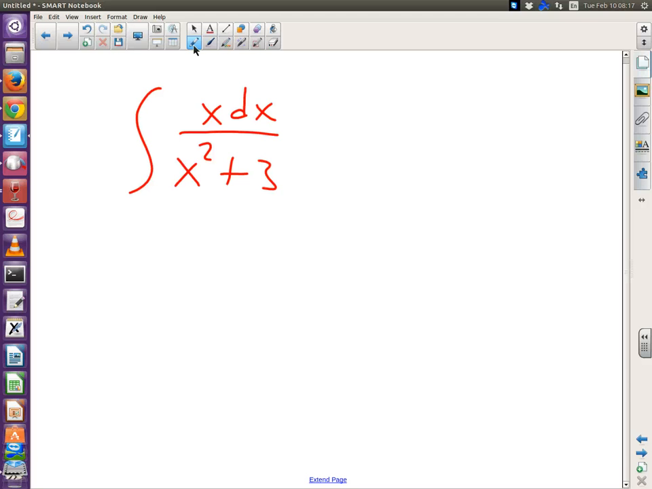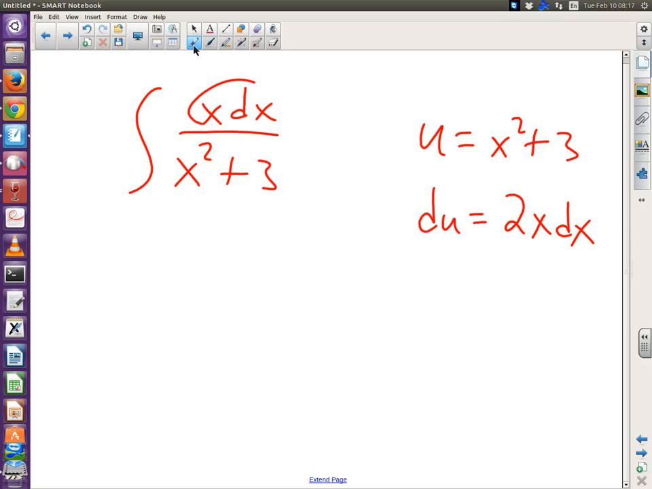All right, so how do you do this? Any ideas? U is x squared plus 3, so du is 2x dx. So what are you replacing? You're going to replace the x dx with, what is it? 1/2 du. So I'm going to say it's du over 2 and over u.